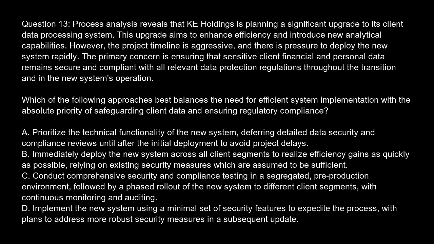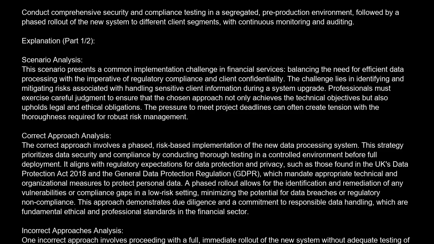Option C. Conduct comprehensive security and compliance testing in a segregated pre-production environment, followed by a phased rollout of the new system to different client segments with continuous monitoring and auditing. Option D. Implement the new system using a minimal set of security features to expedite the process, with plans to address more robust security measures in a subsequent update. The correct answer is C. Conduct comprehensive security and compliance testing in a segregated pre-production environment, followed by a phased rollout of the new system to different client segments, with continuous monitoring and auditing.